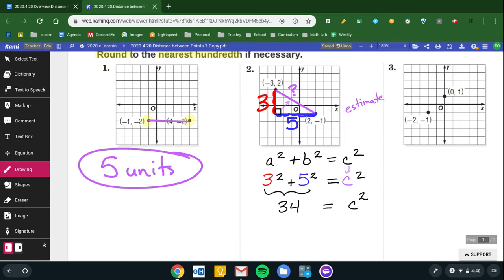So if I see it goes 3 down, 5 to the right, this should be a little bigger than both of them. I'm going to guess about 6, but I'm not quite sure. Let's go ahead and find out now. So C times C is 34. That's way bigger than 6.